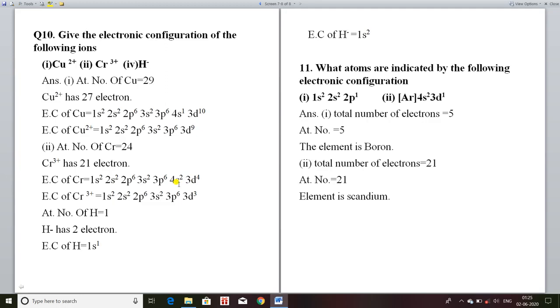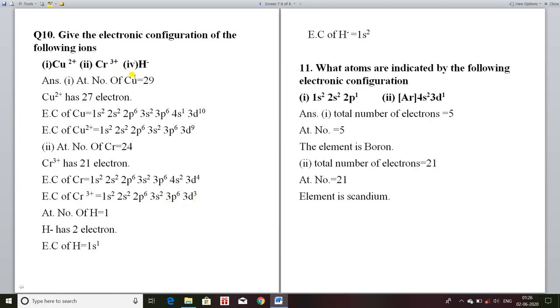So the first 2 electrons will be removed from the 4s orbital, and after that the third electron will be removed from the 3d orbital. So the electronic configuration of chromium 3 positive is 1s2, 2s2, 2p6, 3s2, 3p6, 3d3.